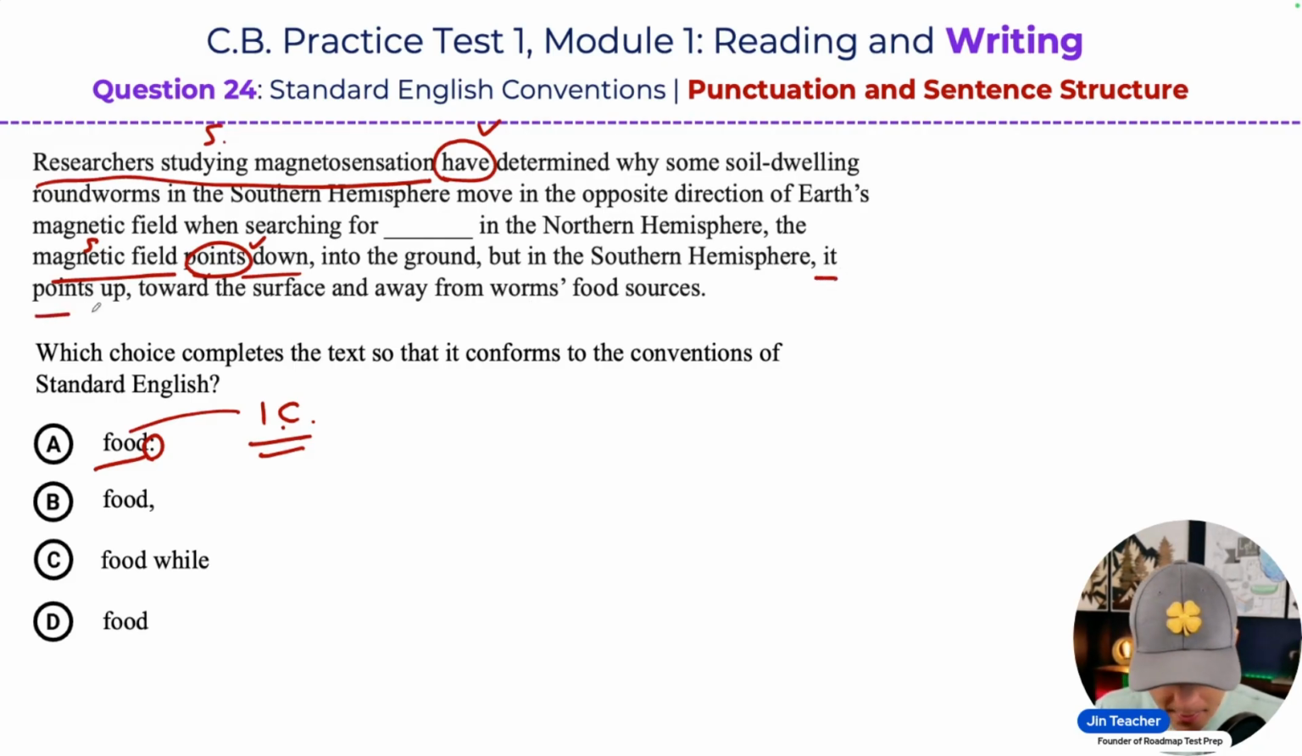Oh, in the back of my mind, I'm thinking, okay, now I have a new subject. It is a new subject. Points is a new verb. It points down is a new independent clause. So wait a second. Yeah, towards the surface of the earth, to the surface and away from worms' food sources. So reading to the end of the sentence, right?